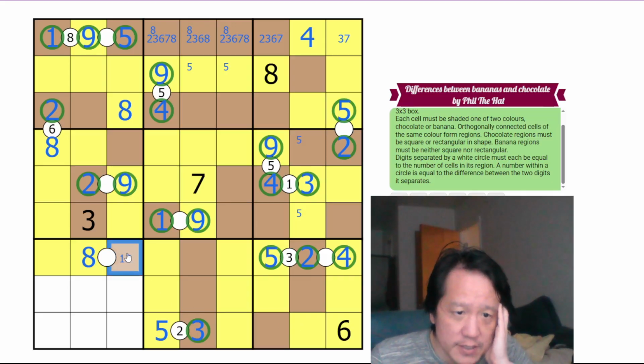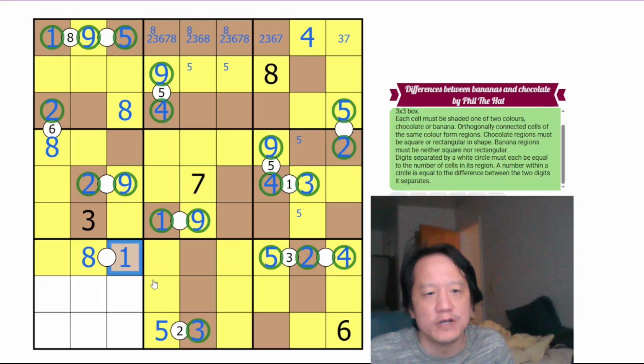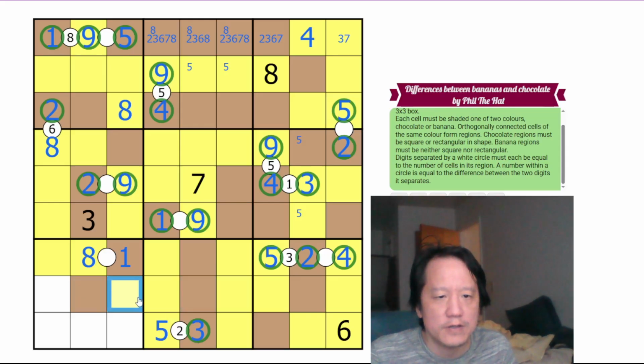This cannot be size 3 because if it's 3, then this banana would not be able to be size 5. So therefore, this is 1 here. That forces a banana here. These are part of different regions because this is size 8 and this is size 5. So this must be brown there. This has to have 5 cells for the banana, so this must be 5 there, which makes that brown.